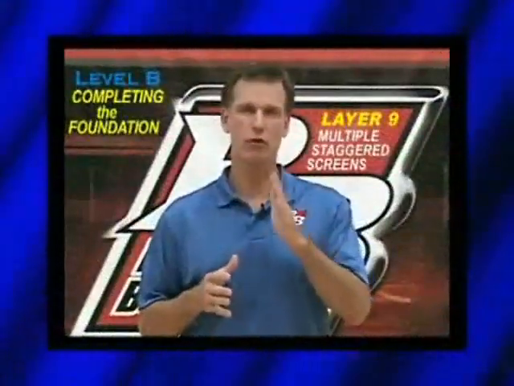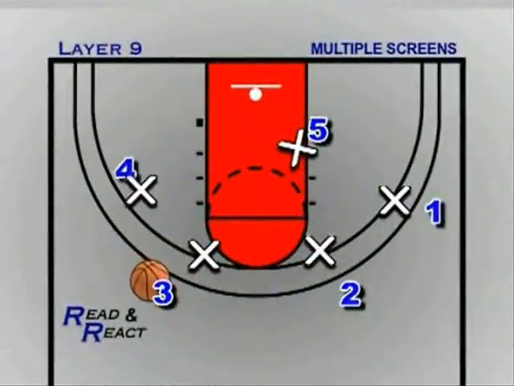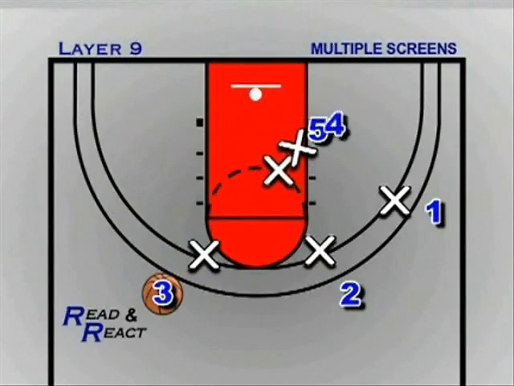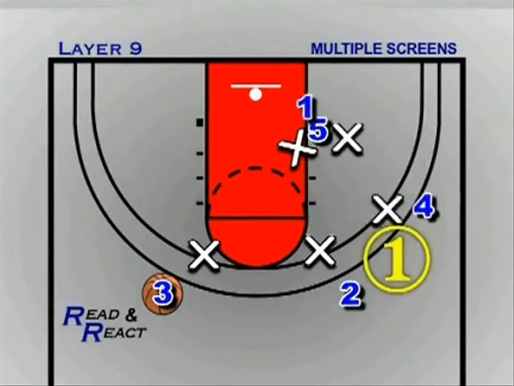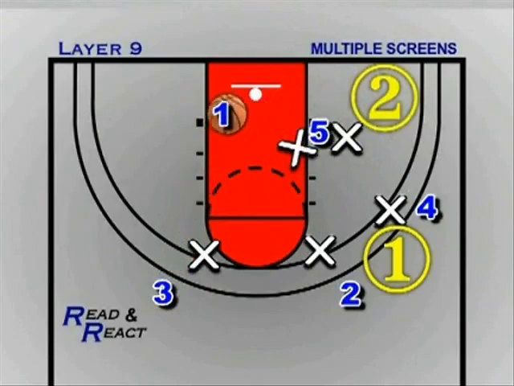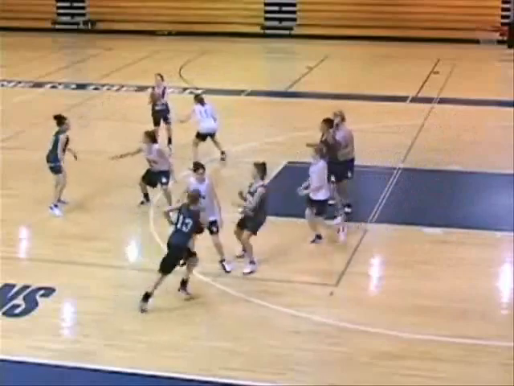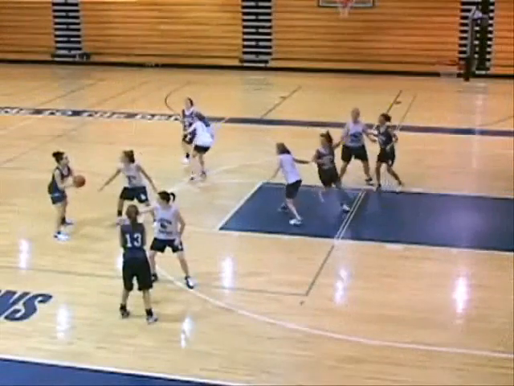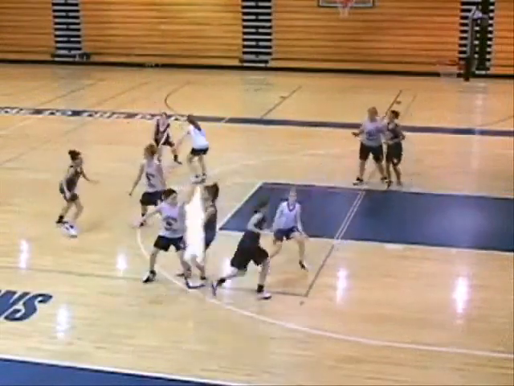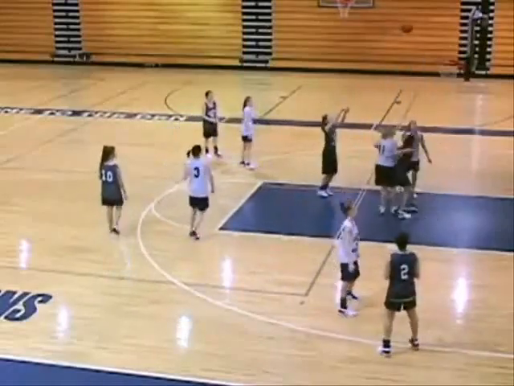What if you're using a 4-out, 1-in set? No problem. When a back screen is set on a perimeter player, the cutter is guaranteed a second staggered screen by the post player, whether the post player recognizes it or not. If the post is on the same side of the court as the back screen, then the second screen is almost immediate. If the post is away, then the second screen comes late and in many cases turns into a down screen or a cross screen.